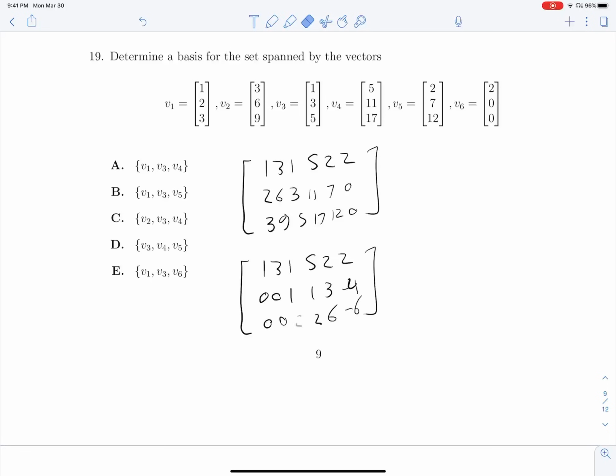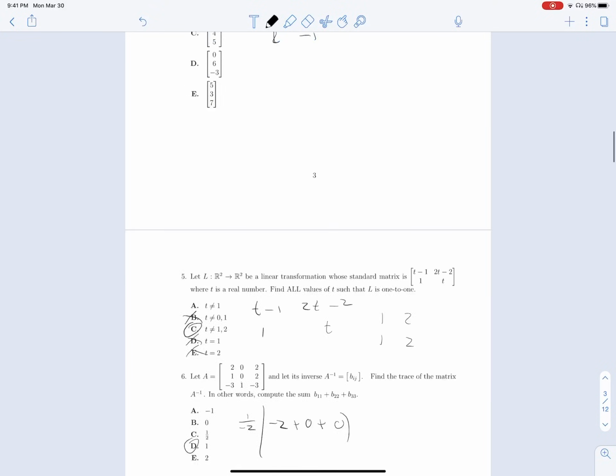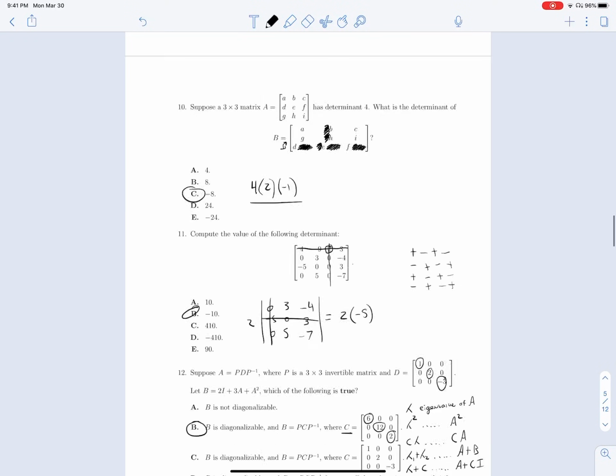I'll always forget if I do that. We'll get 1, 1, 3, and -3. We can subtract row 2 from row 3, and we will get 0, 0, 0, 1. That's convenient. And we see that we have 3 leading terms here, 3 pivot positions, and those correspond to vector 1, vector 3, and vector 6. So 1, 3, and 6, E for 19, is our correct answer.